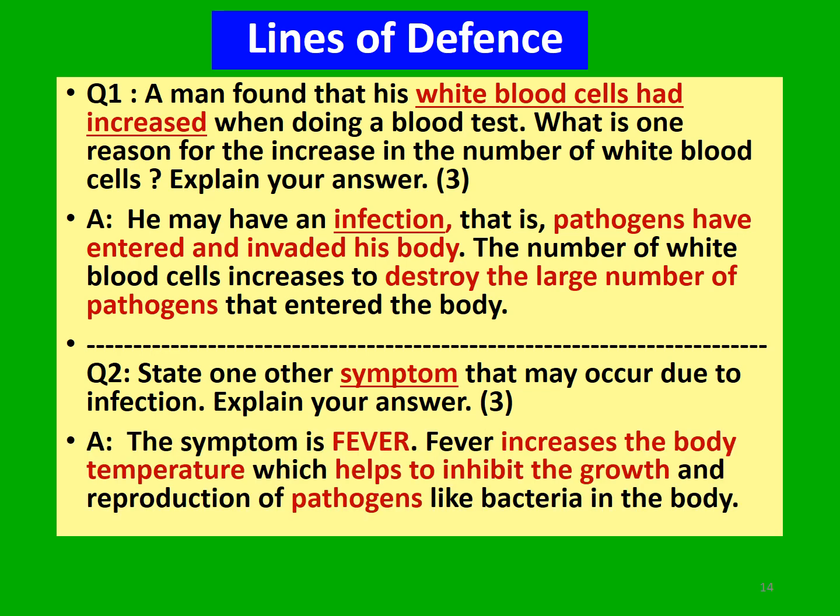Let's look at the answer. The symptom is fever. As we know, when people fall sick from flu and other conditions, they will get a fever. So what is the reason that people who fall sick get fever? Fever is actually a defense mechanism whereby the body temperature increases, which helps to inhibit the growth and reproduction of pathogens like bacteria in the body.